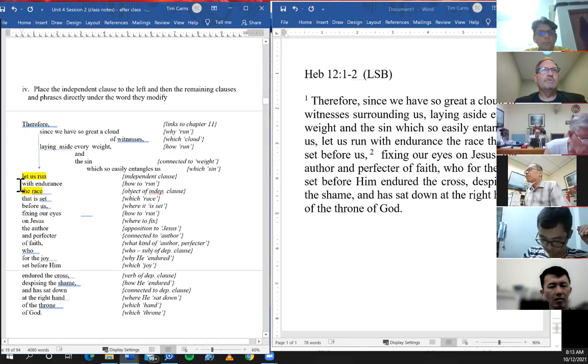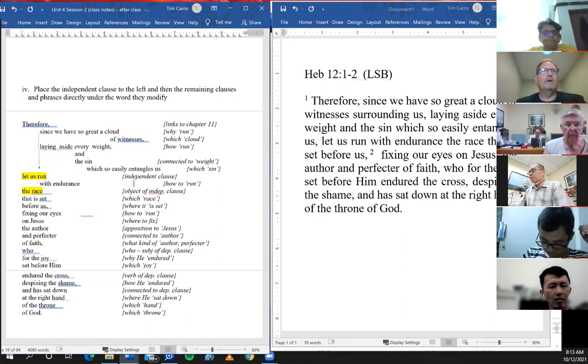And then we said, let us run. So that's the independent clause. So that's going to be all the way on the left with endurance. Again, that's another how we run. So I'm going to put that under run.